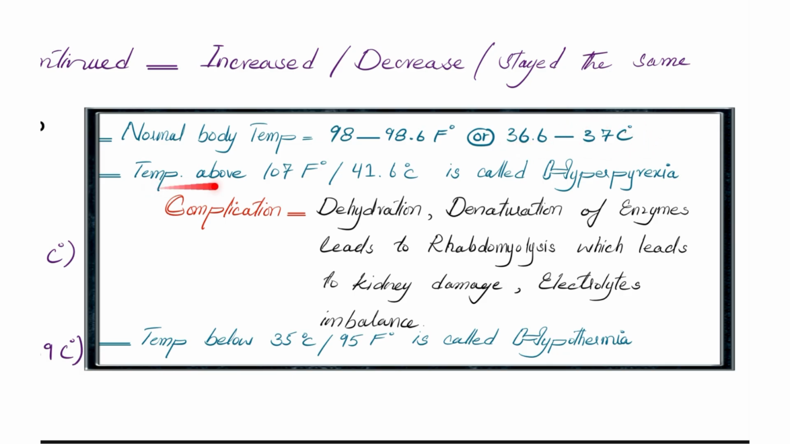And temperature above 98.6 Fahrenheit or above 37 Celsius is called pyrexia or fever. But if the body temperature is more than 107 Fahrenheit or 41.6 Celsius, then this is called hyperpyrexia. Now, hyperpyrexia leads to dehydration, denaturation of enzymes, which leads to rhabdomyolysis, meaning breakdown of muscles, which leads to kidney damage and electrolyte imbalance. Now, if the body temperature is below 35 Celsius or below 95 Fahrenheit, then it's called hypothermia.